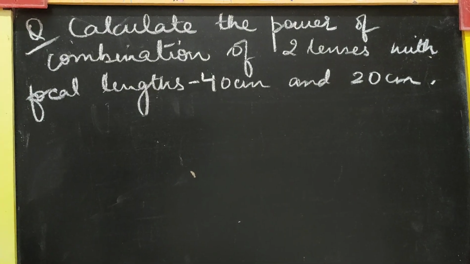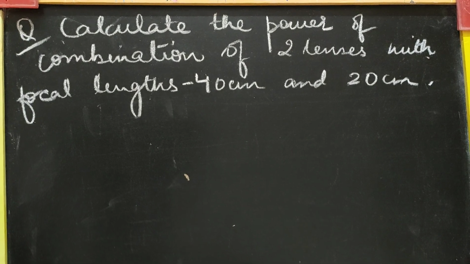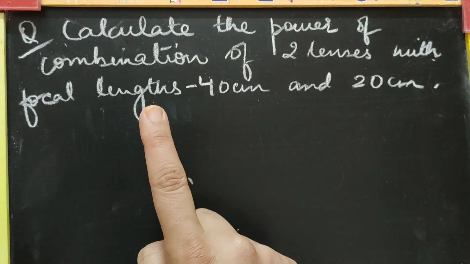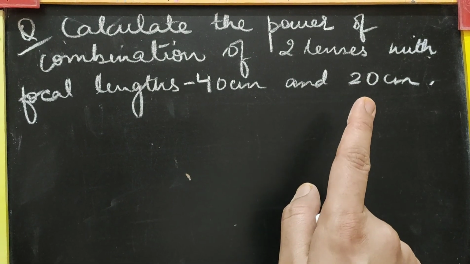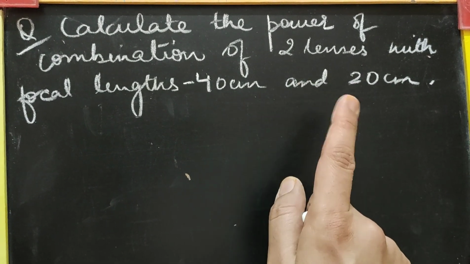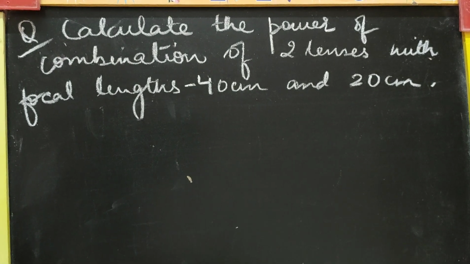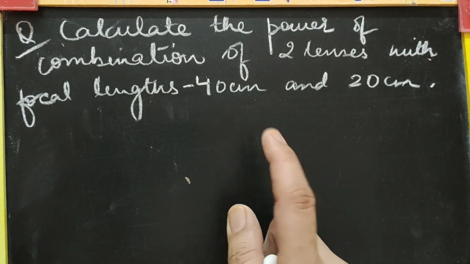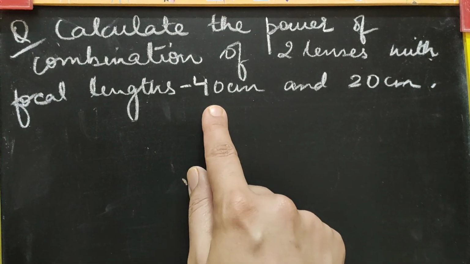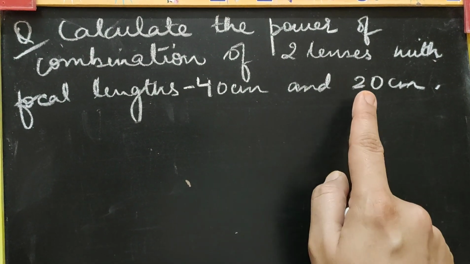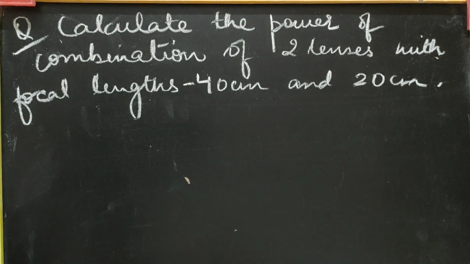Considering a slightly different situation this time, you have to calculate the power of a combination of two lenses with focal lengths minus 40 centimeter and 20 centimeter. So this time the nature of the lenses is different. In the previous question, both the lenses were converging. They had positive focal lengths and the power of the combination was also positive. This time, one of the lens is diverging and it has been combined with a converging lens. So let us see how does the combination behave.